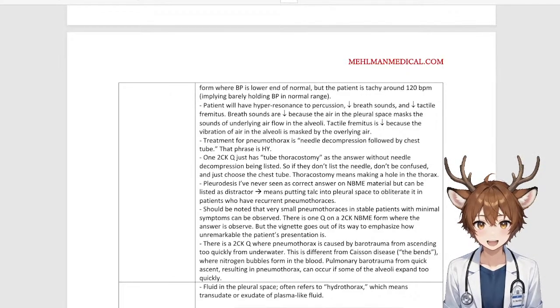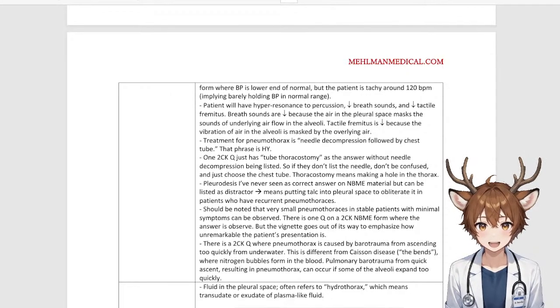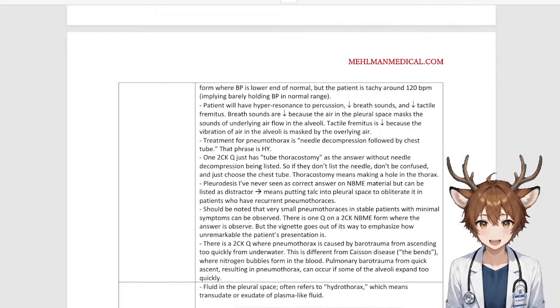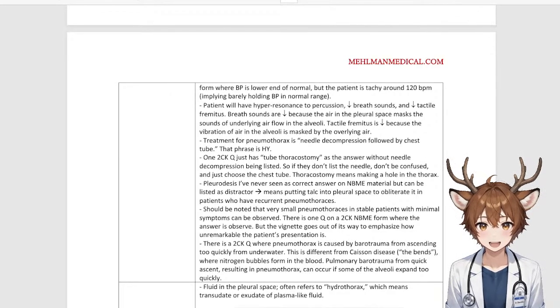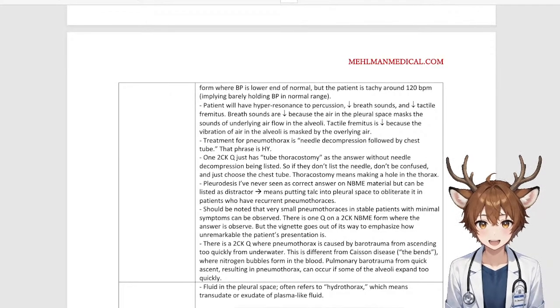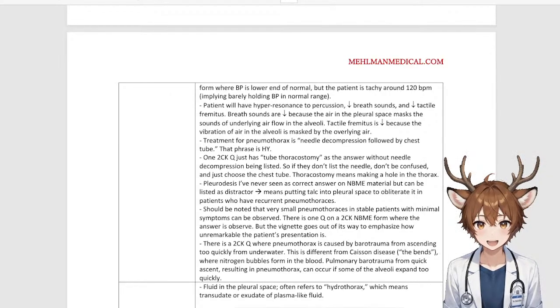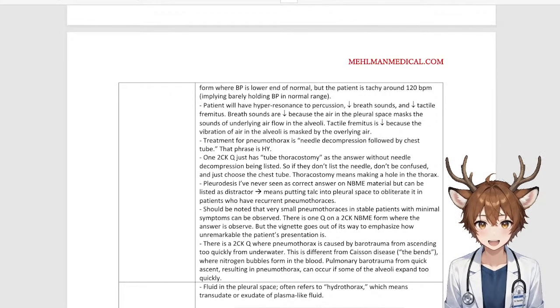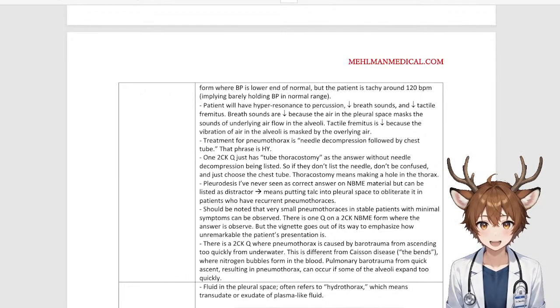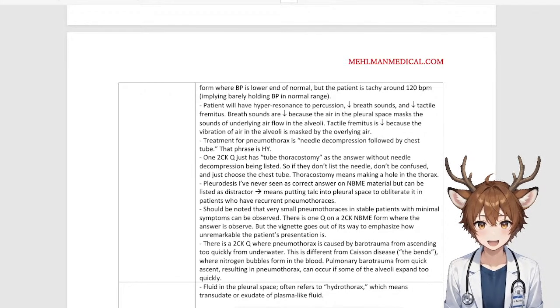Let's continue. Patients will have hyperresonance to percussion, decreased breath sounds, and decreased tactile fremitus. Breath sounds are decreased because the air in the pleural space masks the sounds of underlying airflow in the alveoli. Tactile fremitus is decreased because the vibration of the air in the alveoli is masked by the overlying air. Treatment for pneumothorax is needle decompression followed by chest tube. That phrase is high yield.